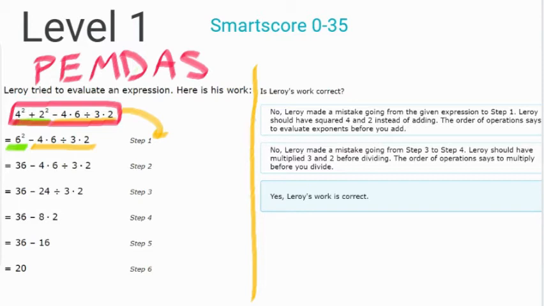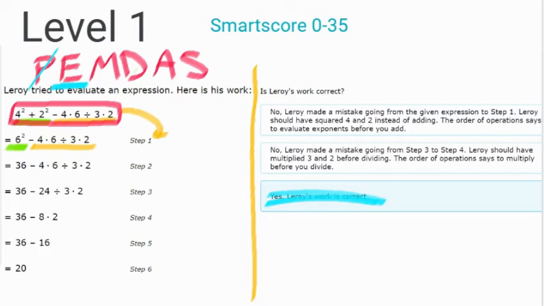And yeah, if you're looking at this, you would be first thinking parentheses, but there are no parentheses. So he should have done the exponents. So he should have done 4 to the second power and 2 to the second power before any addition. So I can see he is not correct. So we don't have to pick that last one. So which option is the best?